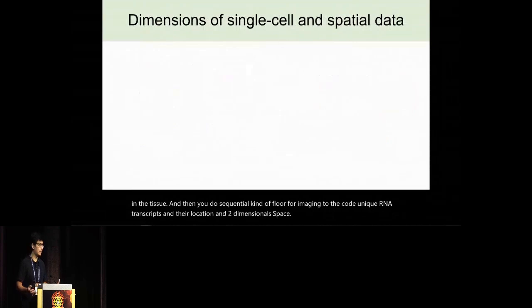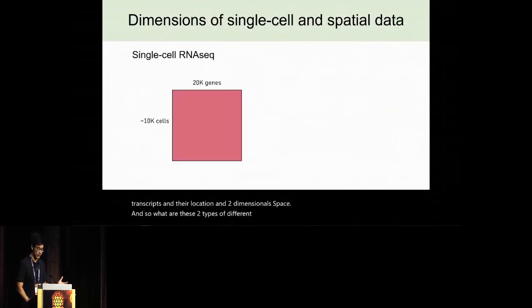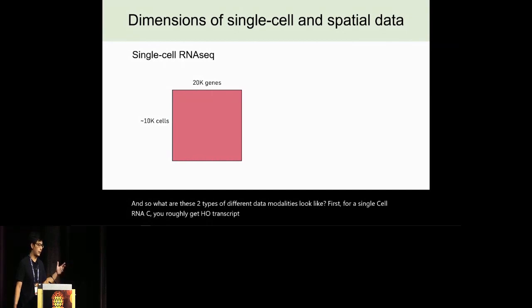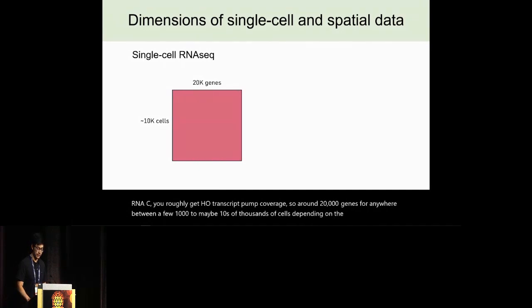And so what do these two types of data modalities look like? First, for single-cell RNA-seq, you roughly get whole transcriptome coverage, so around 20,000 genes, for anywhere between a few thousand to maybe tens of thousands of cells, depending on the amount of input.